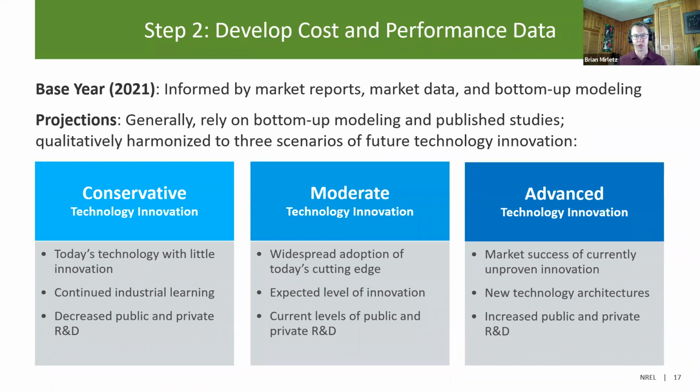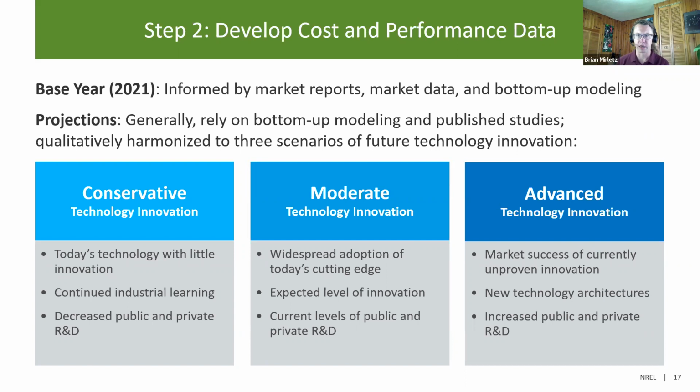Once we have those groups of representative technology resources defined, we can develop cost and performance data. So the base year of 2021 is informed by market reports, market data, and bottom-up modeling. Projections generally rely on bottom-up modeling and published studies, and are qualitatively harmonized to 3 scenarios of future technology innovation. That includes the conservative scenario, which is today's technology with little innovation, continued industrial learning, decreased public and private R&D. The moderate scenario assumes widespread adoption of today's cutting edge, the expected level of innovation, and that current levels of public and private R&D are maintained.